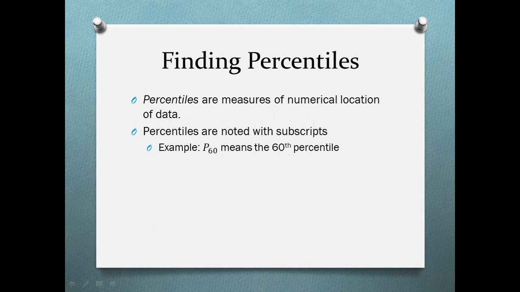Percentiles are typically noted with subscripts. The example I have there is P sub 60 would mean the 60th percentile. Your data values must be in order to find percentiles. It's important that they are in numerical order.